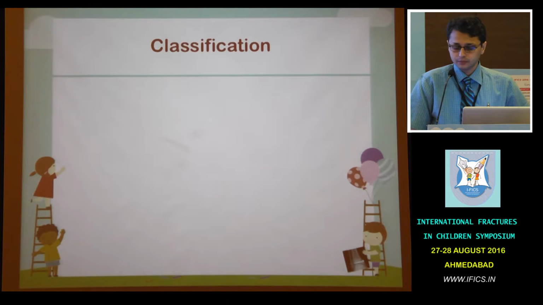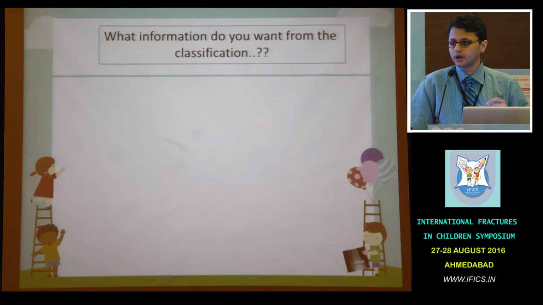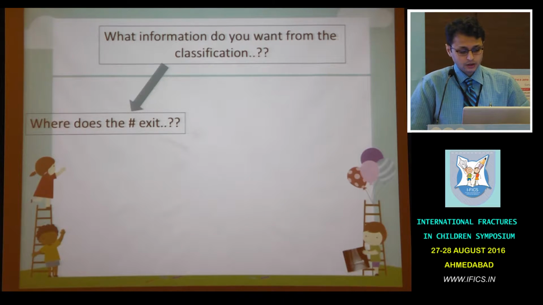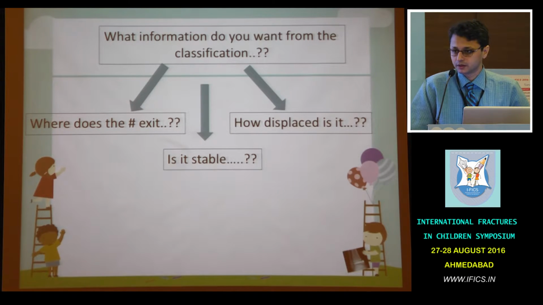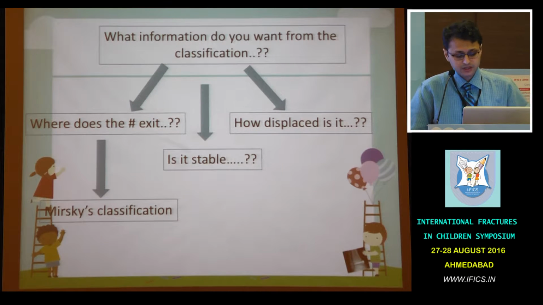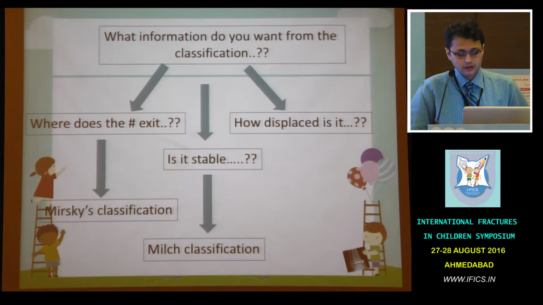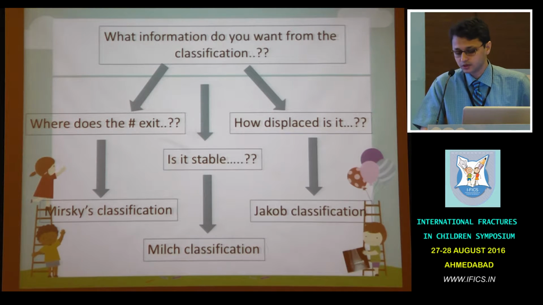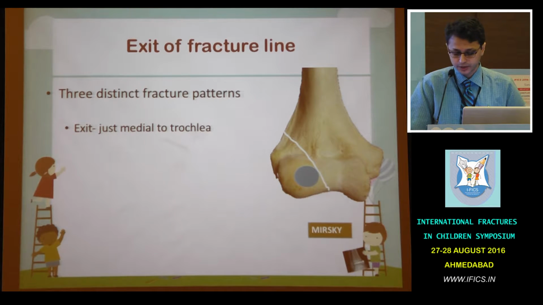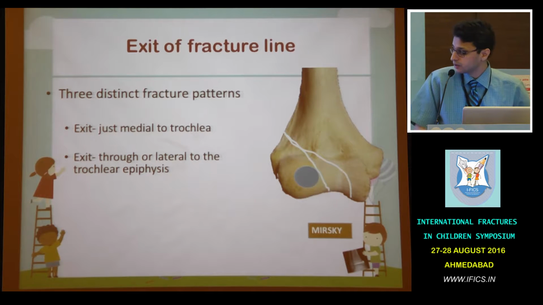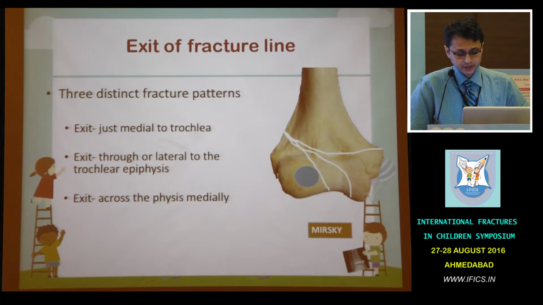If we go on to classification, we should know what information we should get from a particular classification. We should know where the fracture exits. Is it stable? And how displaced is it? There were three good classifications: Milch's classification for where the fracture exits, Finnbogason added the concept of stability to this, and the Jacob classification about how displaced it is. The Milch classification has 2 distinct fracture patterns. One exits lateral to the trochlea, through the trochlear epiphysis, and the other exits the physis medially, which is almost like a low supracondylar.